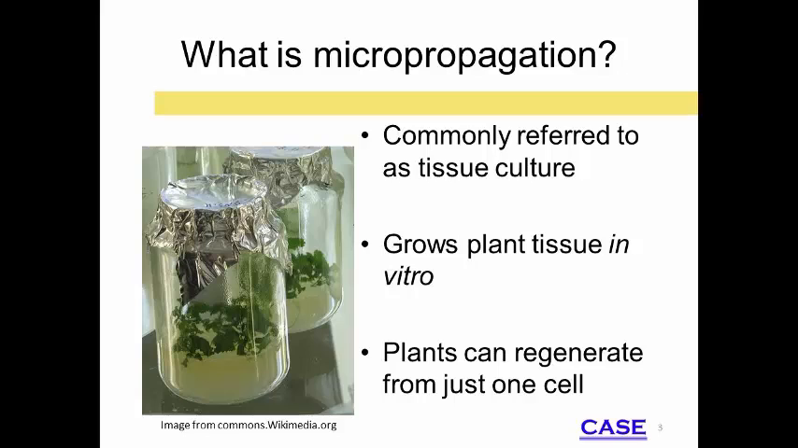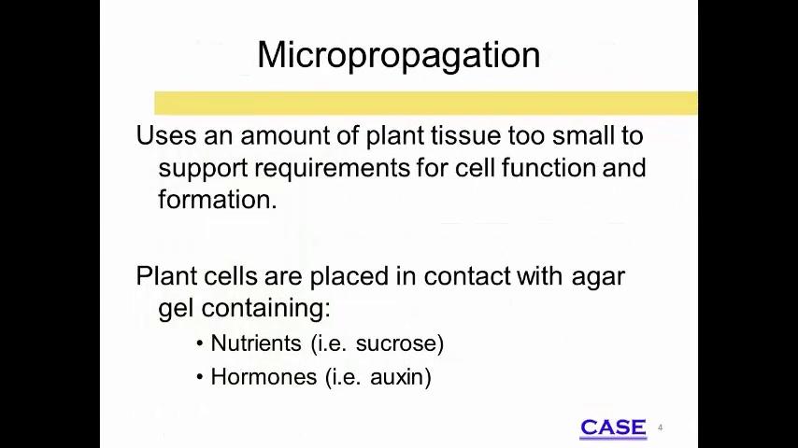Tissue culture, or micropropagation, refers to the process by which individual cells are coaxed to develop into a new plant. In vitro means in the test tube. Micropropagation uses a very small amount of plant tissue that may not contain enough nutrients or hormones to support cell multiplication and formation. Agar provides water and nutrients to encourage cell multiplication.